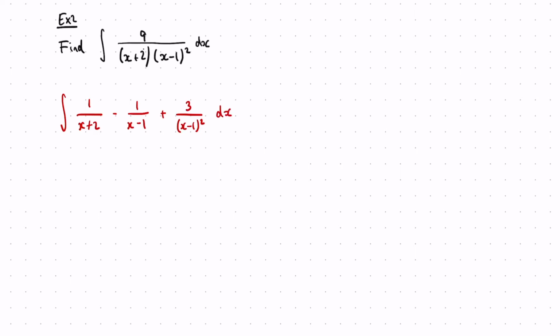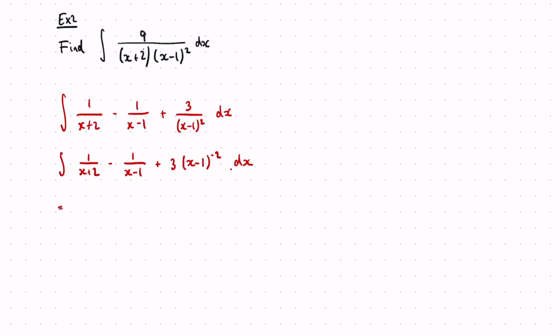Okay, the 1 over x plus 2 will be an easy enough integral to do. Log will be how you do it. The minus 1 over x minus 1, again, will be an easy one, will be a log. But the 3 over (x minus 1) squared, we won't be able to use with a log. So what we're going to do is reverse chain rule. So first thing I'm going to do is just rewrite the 3 over (x minus 1) squared. So this is going to become 1 over x plus 2 minus 1 over x minus 1 plus 3 lots of (x minus 1) to the minus 2.